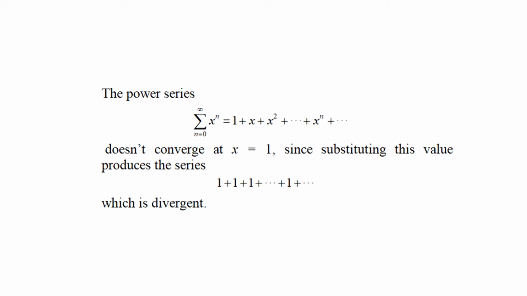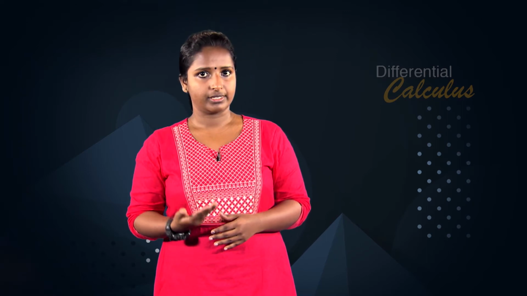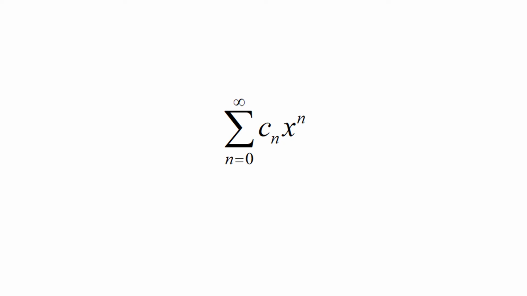which is divergent. Based on the above observations, we note that if a numerical value is substituted for x in a power series, summation Cn x power n, n from 0 to infinity, then the resulting series of numbers may either converge or diverge. This leads to the problem of determining the set of x values for which a given power series converges. This is called its convergence test.